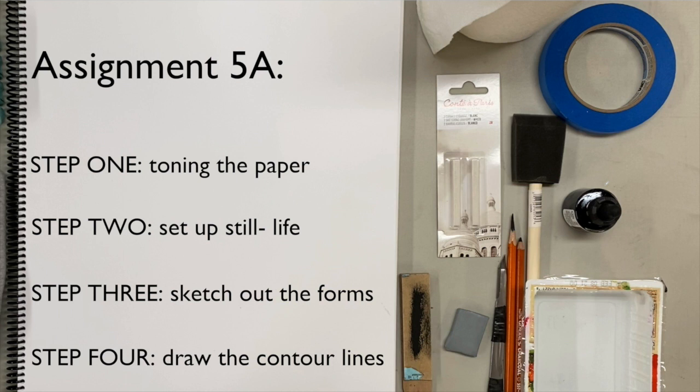Step 2 will be setting up our still life. I'll go over how to set up our still life, but what you're going to need is some fabric and some simple objects, usually no more than 1 to 2 objects. We are going to be covering our objects with the fabric so that we create a uniform surface to draw.